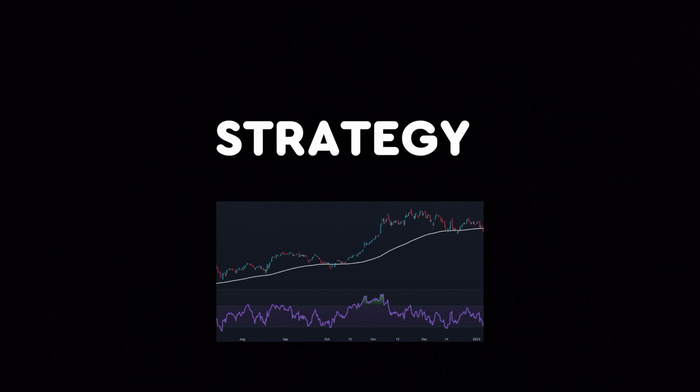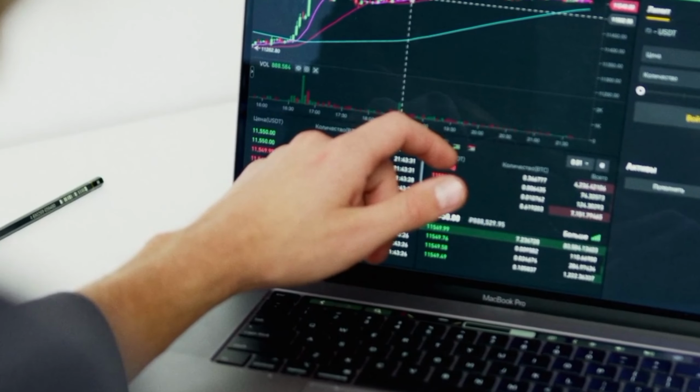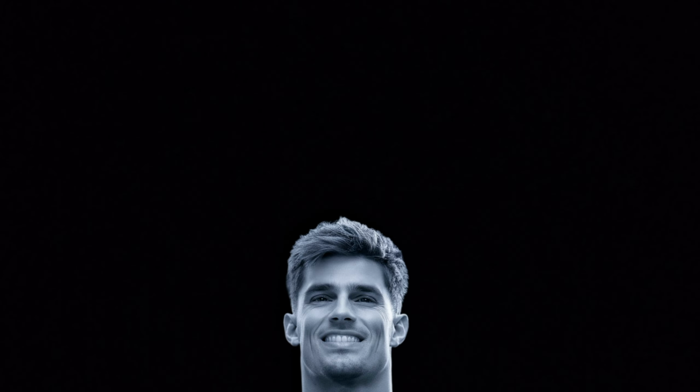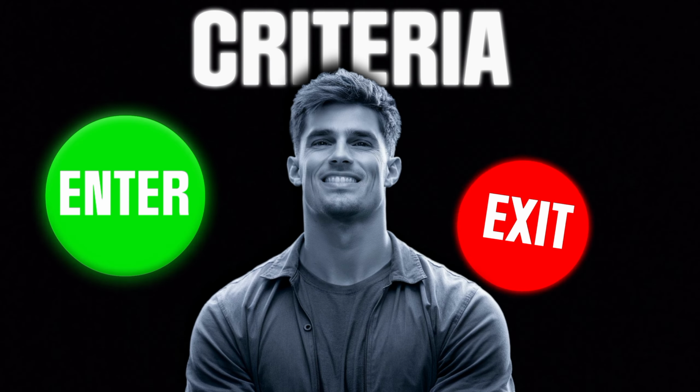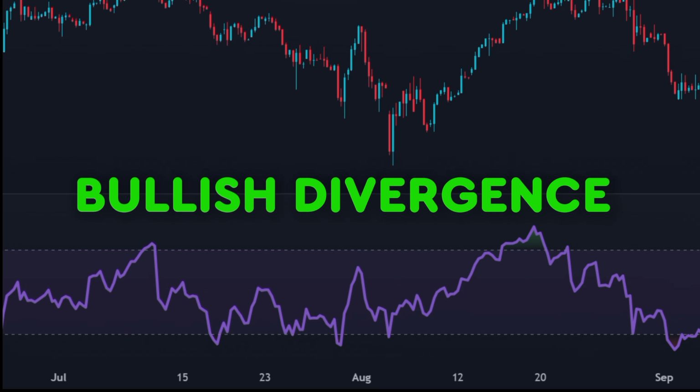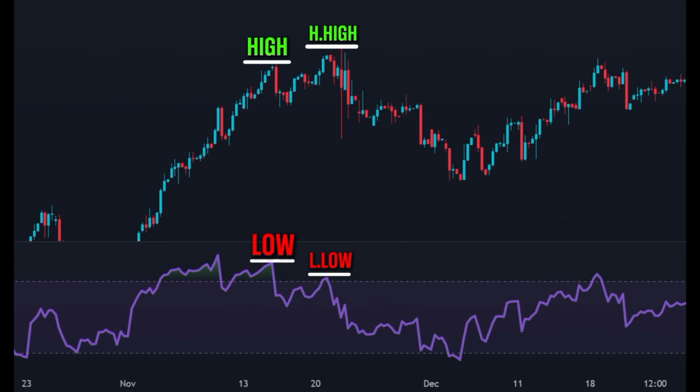Now back to the strategy. First, to trade this strategy effectively, you need to have a trading plan. You need to know what your criteria is to enter and exit a trade. In this case, our criteria is when we see a bullish divergence for a buy signal and bearish divergence for a sell signal.